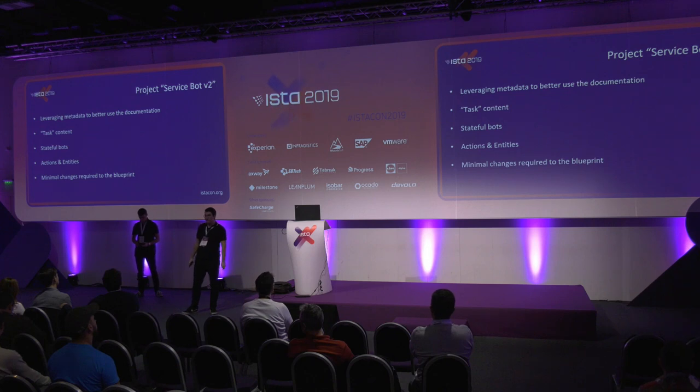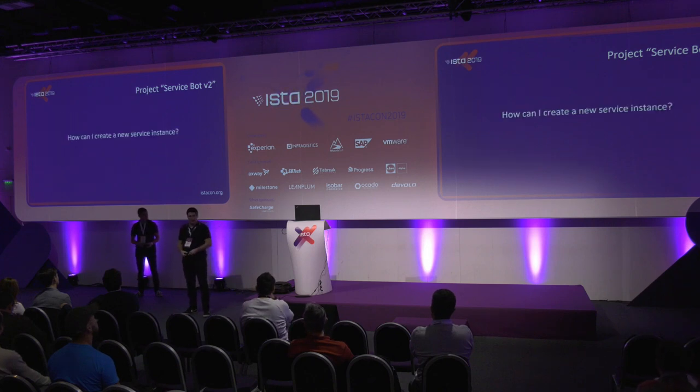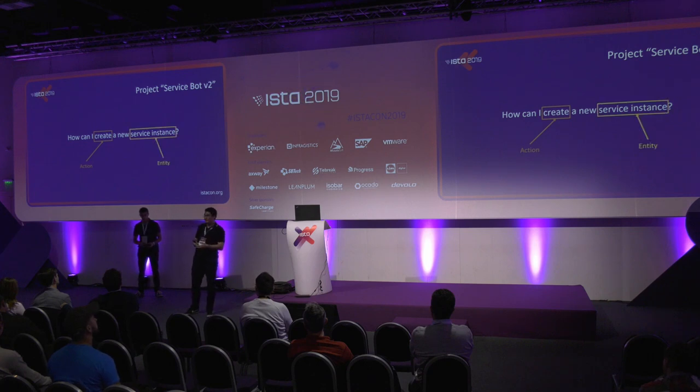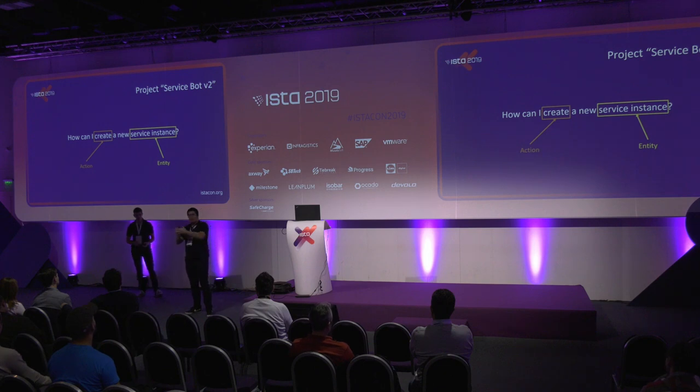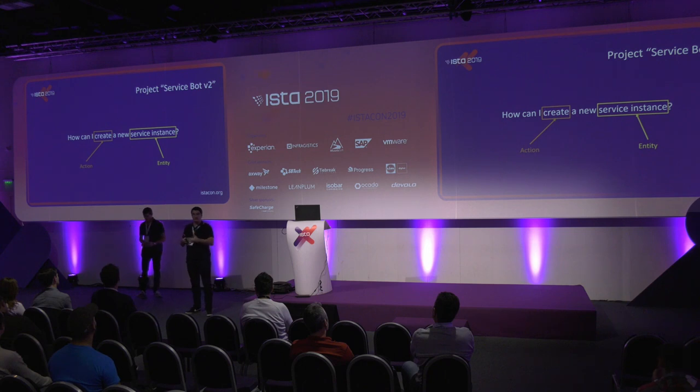And that bot can be asked something like, how do I create a new service instance? And the chatbot will pick up that you're looking for a task, because you're asking for how to do something. And will also pick up that your action is create, and your entity is service instance. So it will go to the documentation, and it will try to find a task page that is tagged with those actions and entities. If found, the bot will go into a special state for procedural explanation, fed with all the content from that task page.